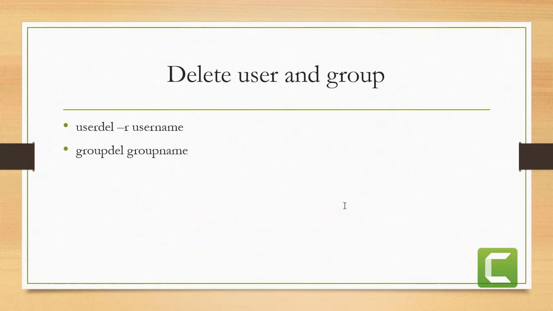Now, deleting a user and a group. userdel space hyphen r. Why did I put r? It will delete all its mailbox, spool files and home directory. If you run the command userdel space username, it will not delete a few files like the home directory. Sometimes the home directory might be deleted, but the mailbox will not be deleted. And to delete a group, you can simply run groupdel and the group name, right?